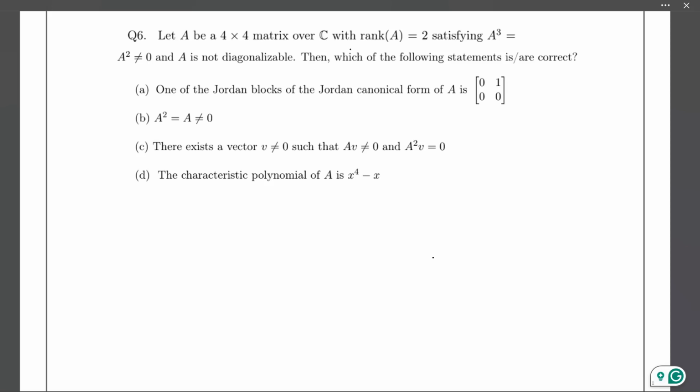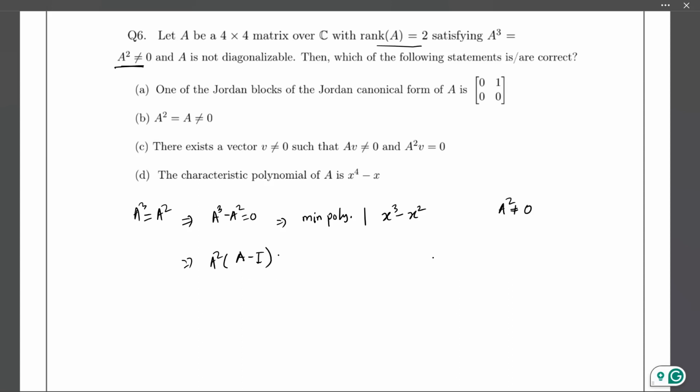Let's see the 4 cross 4 matrix A. The rank is given as 2, and this is given from this equation. If A cube is equal to A square, you get A cube minus A square equal to 0. This implies A satisfies this equation, so the minimal polynomial divides x cube minus x square. It is given that A square is not 0. So here you have A square times (A minus I) equal to 0.